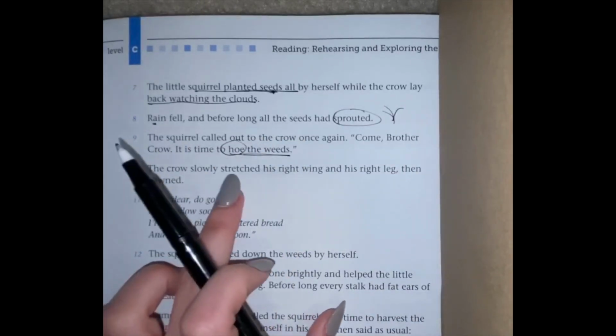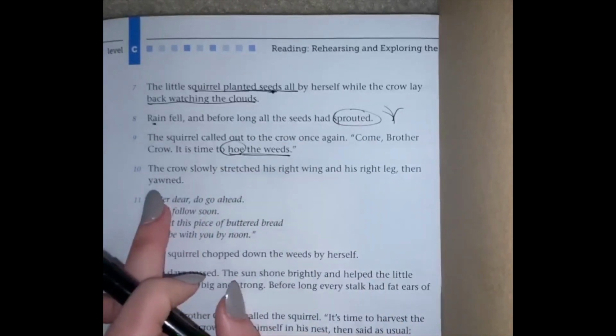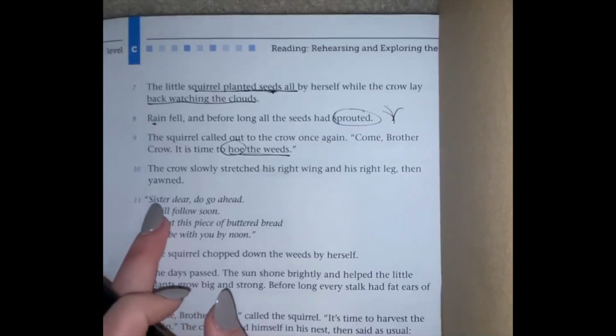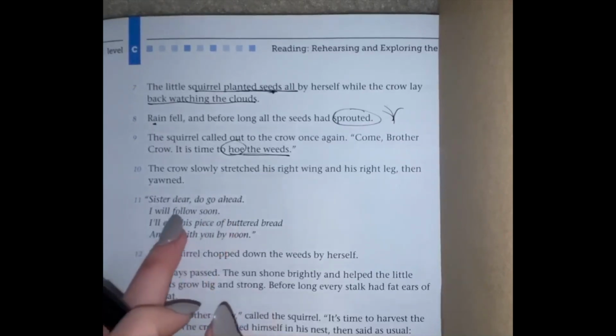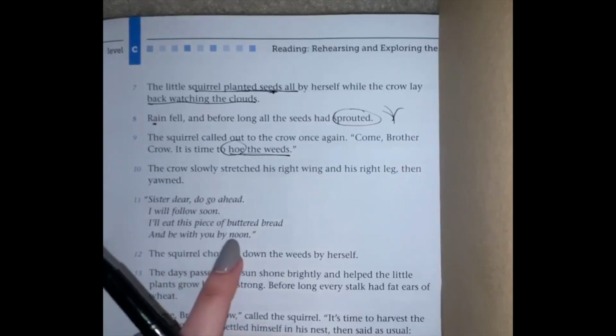The crow slowly stretched his right wing and his right leg, then yawned. "Sister dear, do go ahead. I will follow soon. I'll eat this piece of buttered bread and be with you by noon."